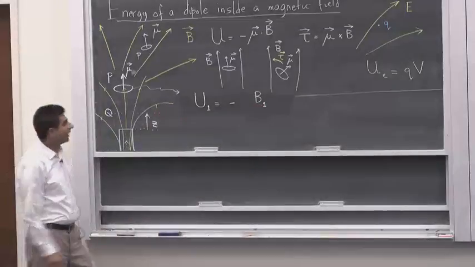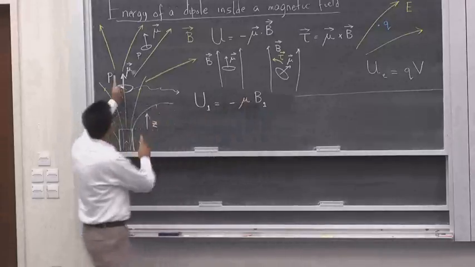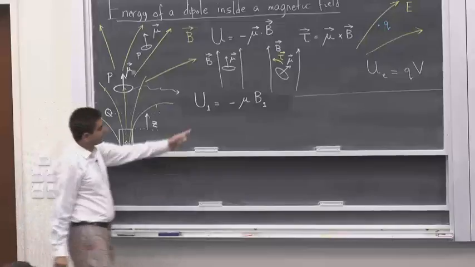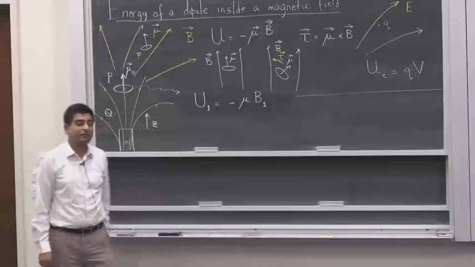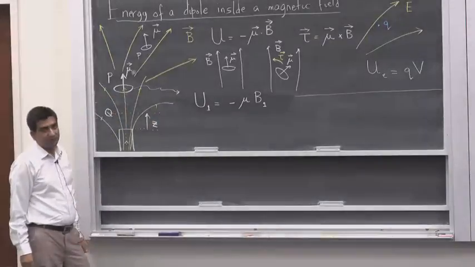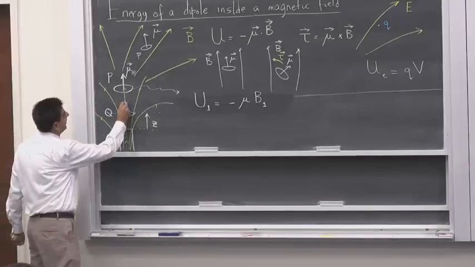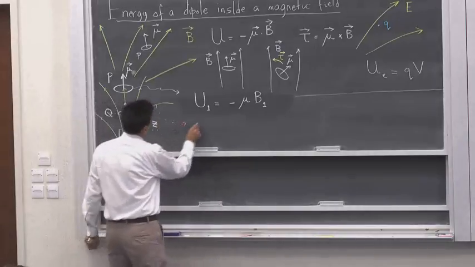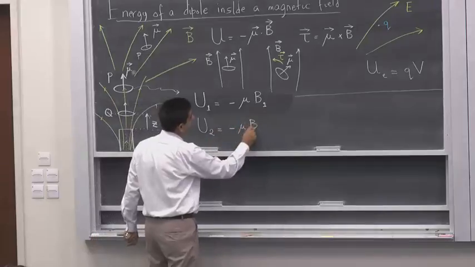Now you have to multiply this B1 with this magnetic moment, mu. And since the angle between mu and the magnetic field is 0, so cosine of 0 is 1. And I insert this minus sign because there is a minus sign in the formula. So this is the potential energy of this magnetic moment at this point P. Now if I were to place the same magnetic moment at another point Q, which is now closer to the bar magnet, the potential energy U2 is going to be minus mu B2.